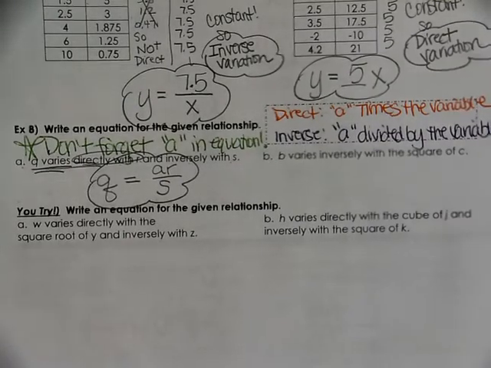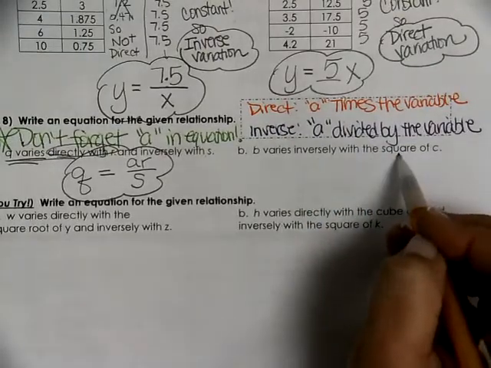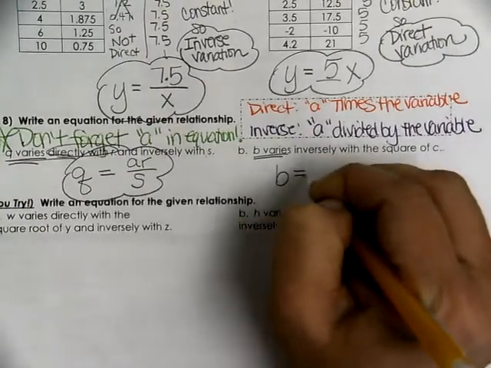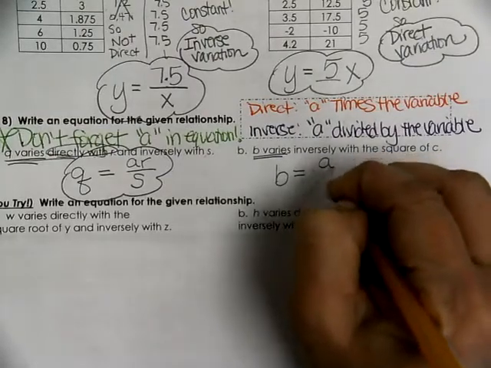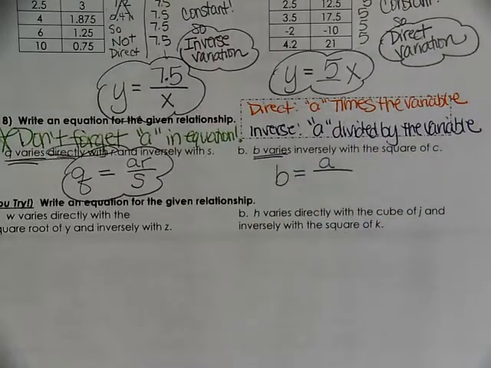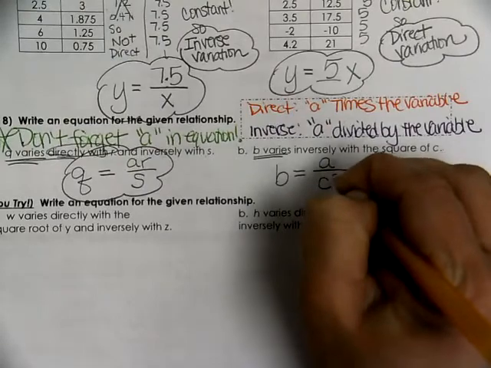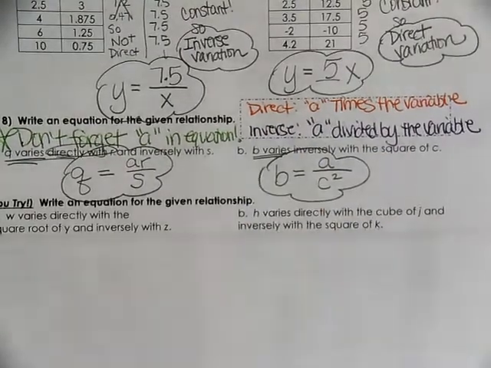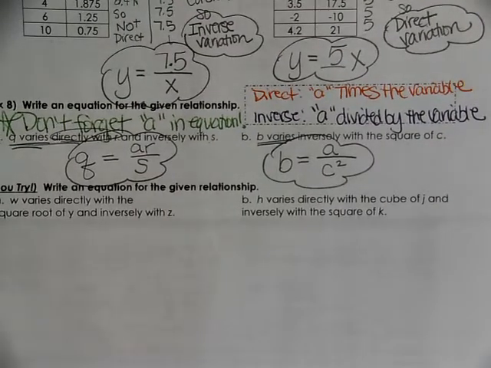All right, let's try letter B. B varies inversely with the square of C. So B varies means we're going to have B equals. Inversely with means we're going to have a divided by something. And this says the square of C. Not the square root, but the square. So that means C squared. And again, that's about it. Okay? All right. See if you guys can do these. Let's pause.